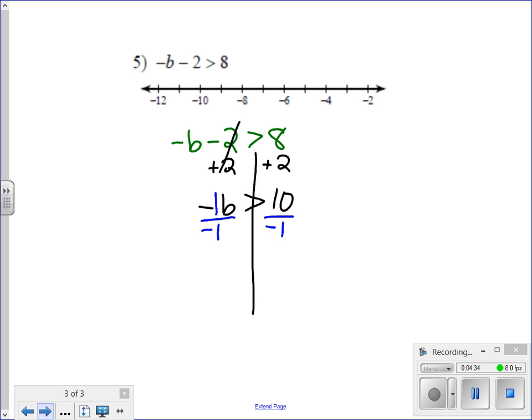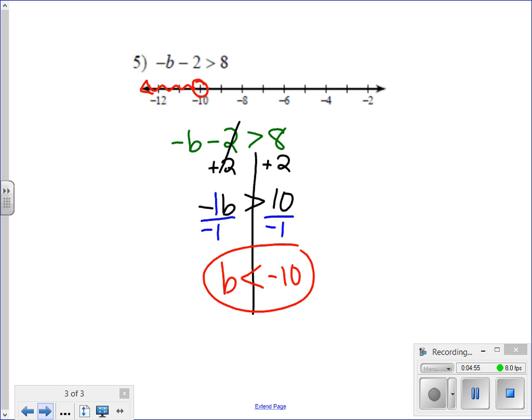When I divide by negative 1, an alarm should go off in your head saying that I have to flip the sign, so b is now less than negative 10. Okay? But when I get b is less than negative 10, then I'm going to put an open circle on negative 10 because there's no line under the inequality. And less than is shading to the left.